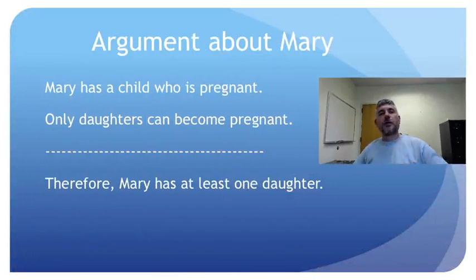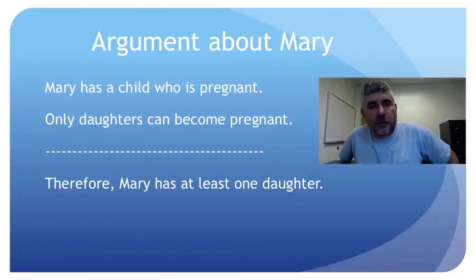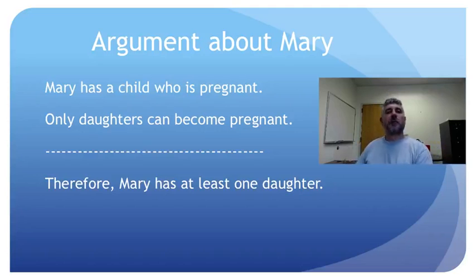Remember, the first one was the example that Walter gave back in week 3, our argument about Mary. Premise 1 was Mary has a child who is pregnant. Premise 2 was only daughters can become pregnant. And so the conclusion of those two premises was, therefore, Mary has at least one daughter. Okay, now, how do we represent the information contained in the premises of this inference using a Venn diagram?